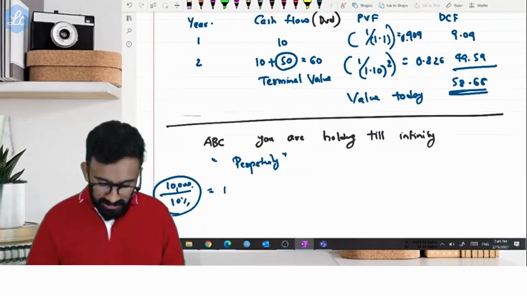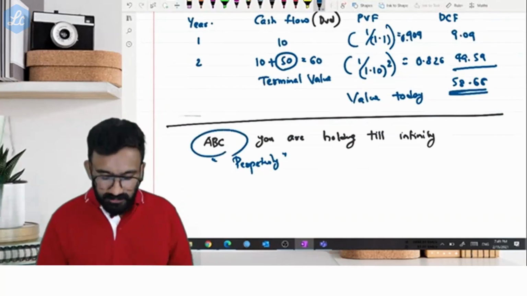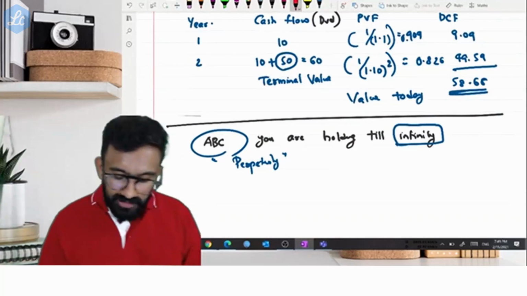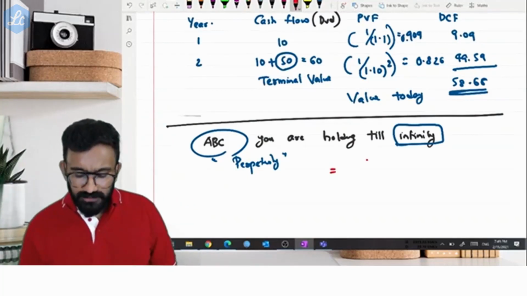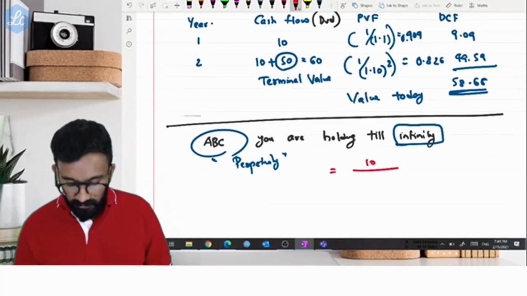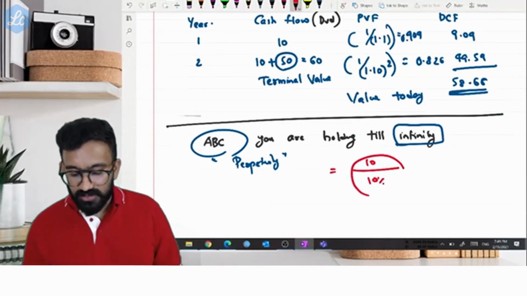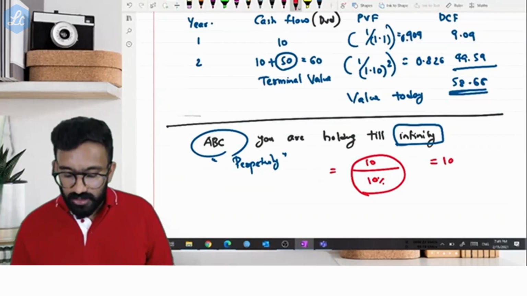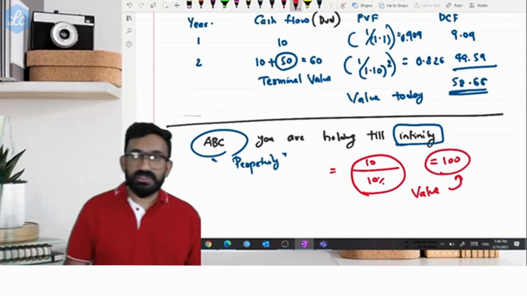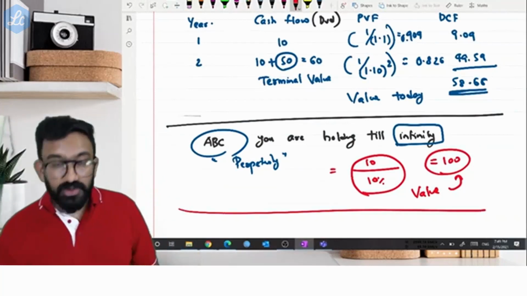forever. So similarly, if you're investing in ABC and you're holding it till infinity, say ABC is going to give you 10 rupees as dividend forever, and 10% is what you are going to get, then 100 rupees is what you will be paying as the value today. So this is how you will compute the answer for infinity.